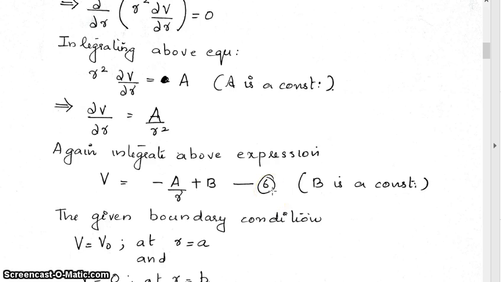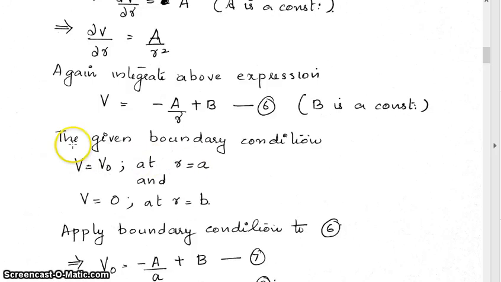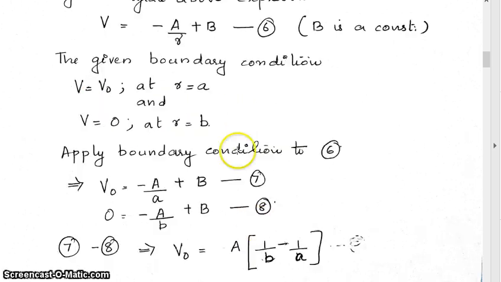Now, in the question the boundary conditions are given: V is equal to V0 at R equal to A and V is equal to 0 at R equal to B. Now I am applying these conditions in equation 6. So I can write V0 is equal to minus A by small a plus B, that is equation 7. And next I am applying the other condition on equation 6, that is 0 is equal to minus A by small b plus B, that is equation 8.